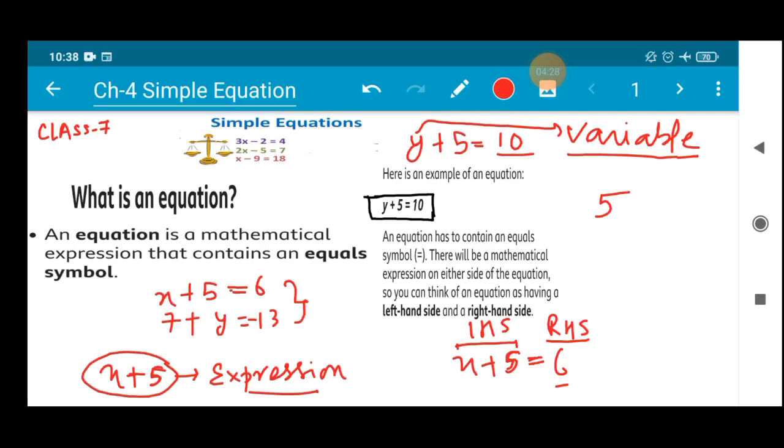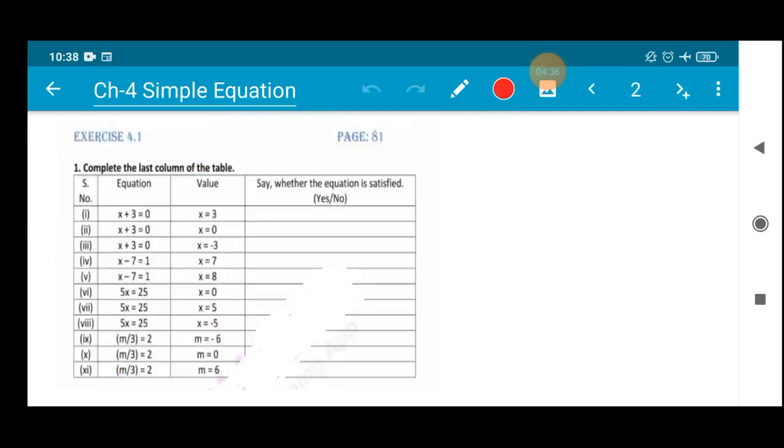Okay, so this is the overall gist, the overall brush-up of the idea of an equation. I hope you people have understood. Now, taking the help of this, we are going to solve Exercise 4.1, on page number 81 of your Chapter 4. The first question is: complete the last column of the table. You have to say whether the equation is satisfied, yes or no.